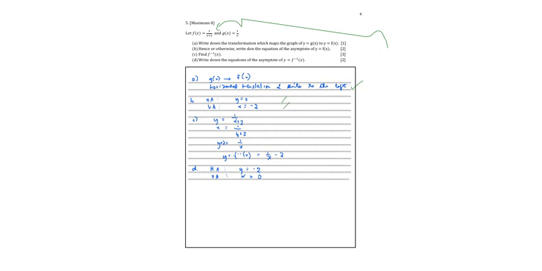For letter C, we get the inverse, so we use the formula: we exchange x for y, and then we solve for y, and that is our inverse. So this gives us this answer. Write down the equation of the asymptotes. So normally they just reverse x, y to y, x. So our horizontal asymptote will be y equals -2 and x equals 0. A very simple problem.